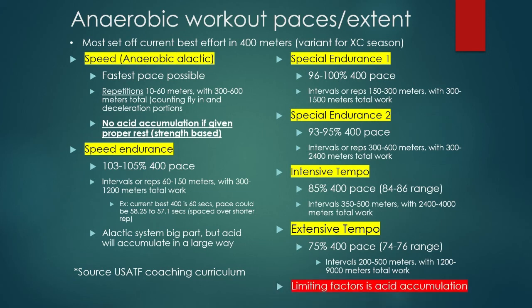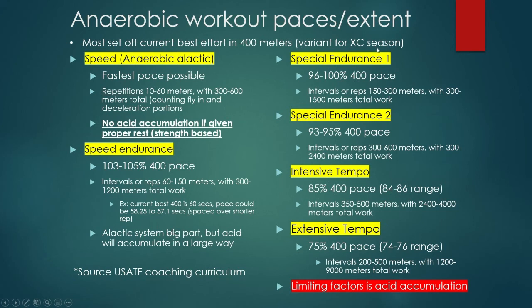All of the ones on the right-hand side of the screen, the limiting factor is acid accumulation 100%. Speed is going to be the store of the creatine phosphate as well as your overall strength at the time. Specific strength, not overall strength, specific strength. And then speed endurance is kind of that bridge in between. Early on, this is going to be a huge part of it. It's going to tap out, and then the acid is going to build as the actual workout goes on.